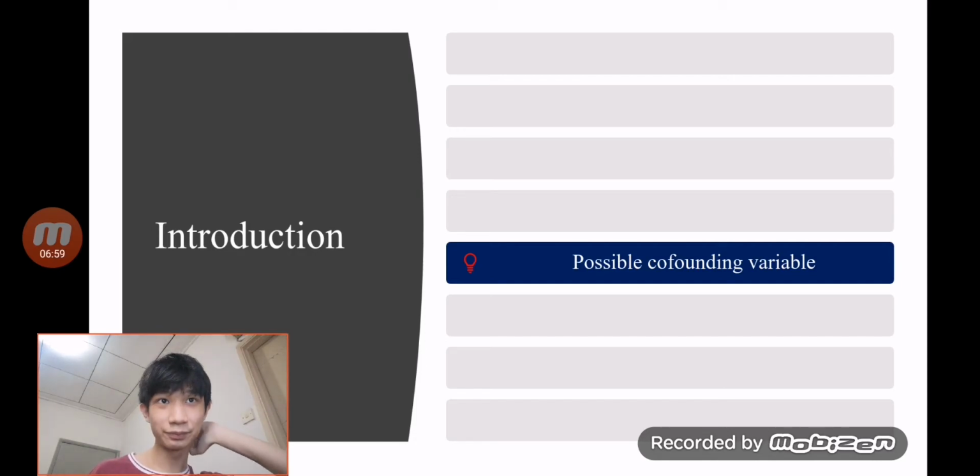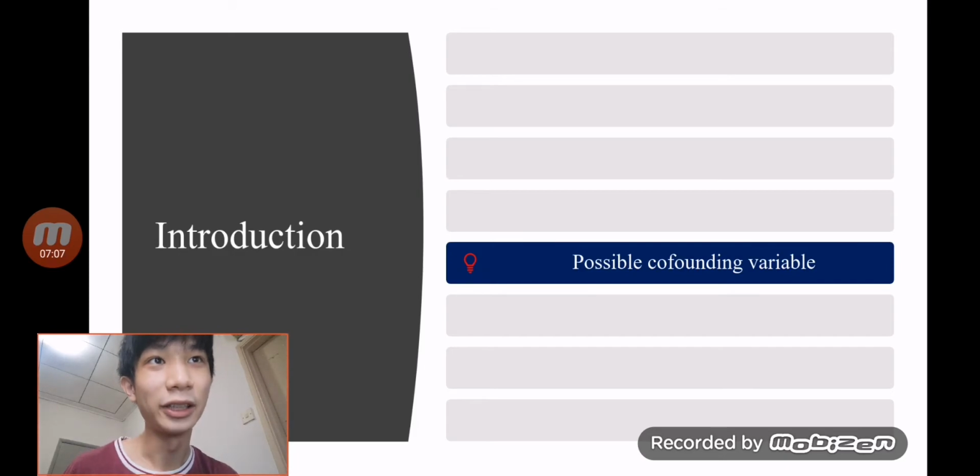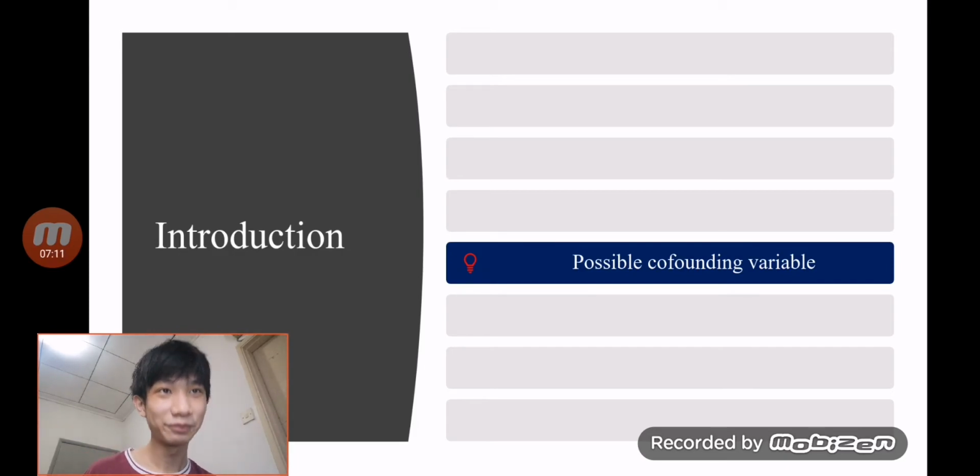Moreover, another confounding variable is the gender difference. The study is predominantly female. There are 43 females in the study.